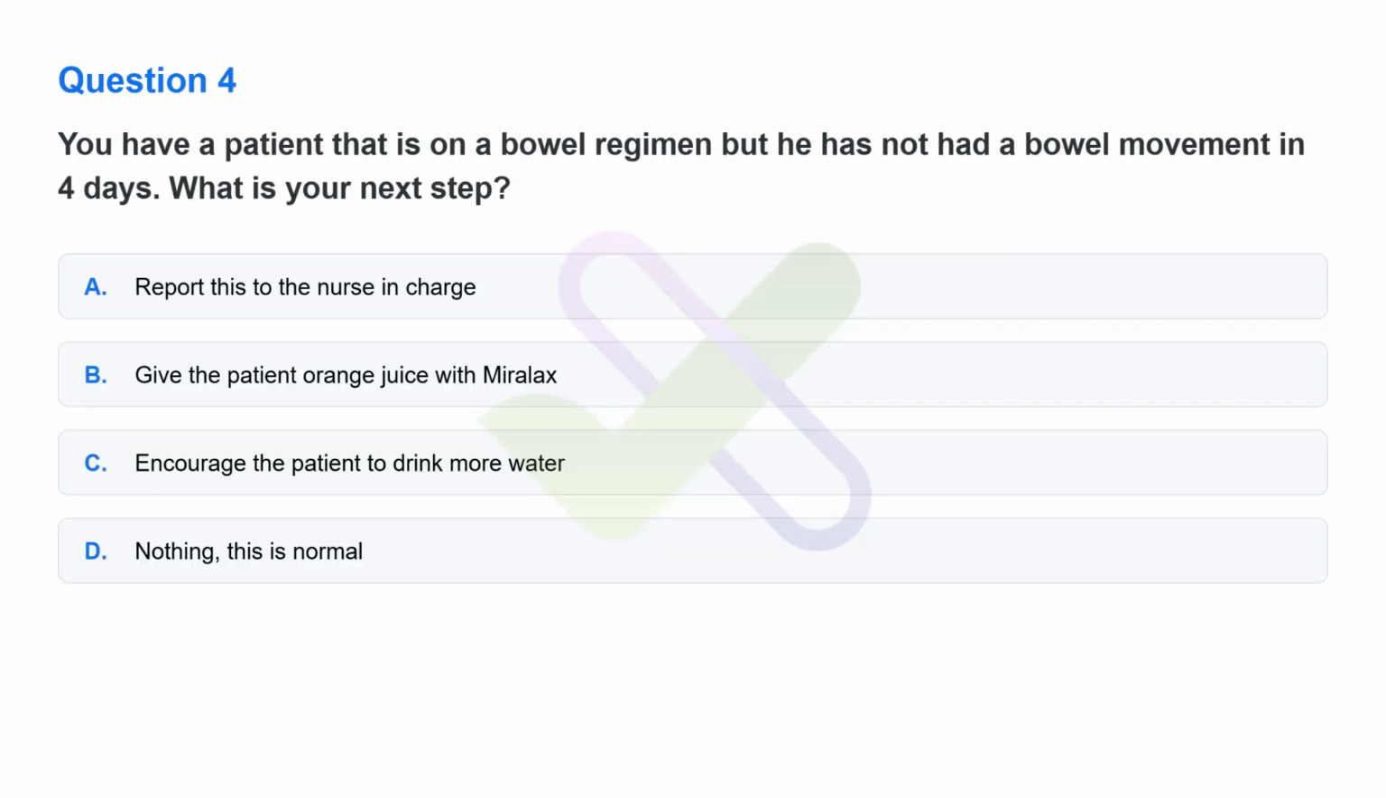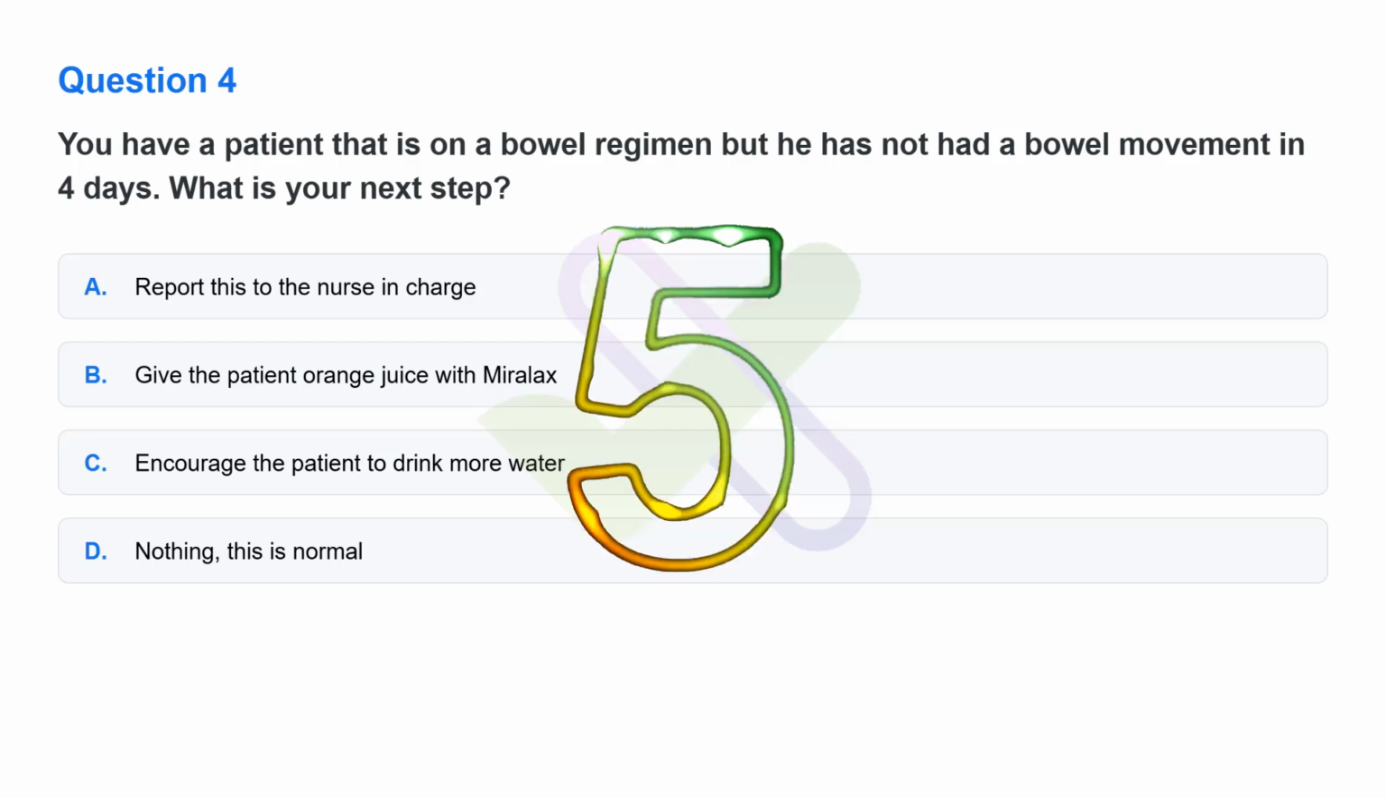You have a patient that is on a bowel regimen, but he has not had a bowel movement in 4 days. What is your next step? A. Report this to the nurse in charge. B. Give the patient orange juice with Miralax. C. Encourage the patient to drink more water. D. Nothing, this is normal.